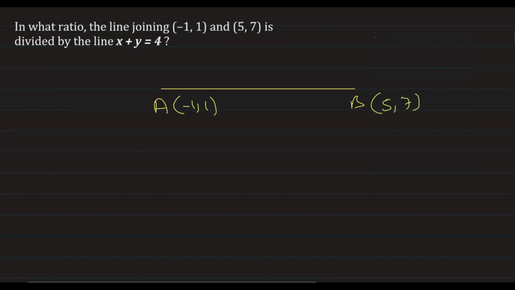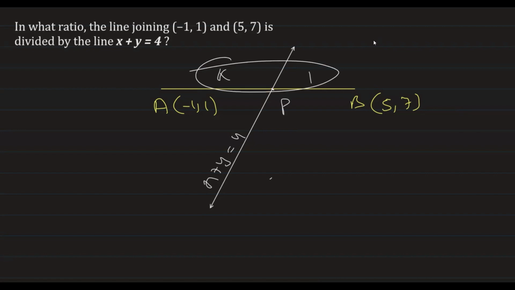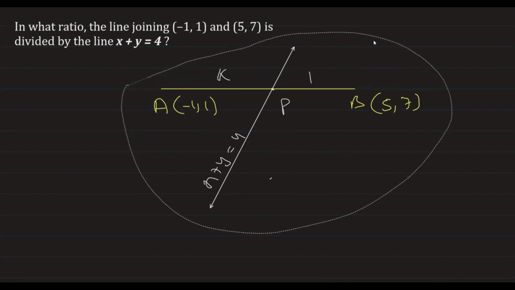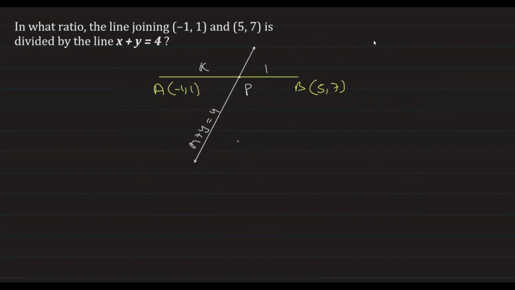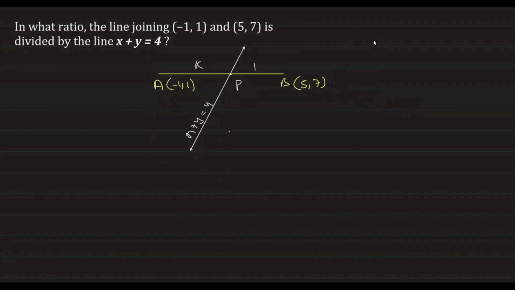Now there's a line which is dividing this, right? And the equation of this line is x plus y is equal to 4. And we have to obtain the ratio in which the white line here is dividing that yellow line. So we have to obtain the ratio here. And I took the ratio as k is to 1. And that's what you have to write in the exam. Let the ratio be k is to 1.